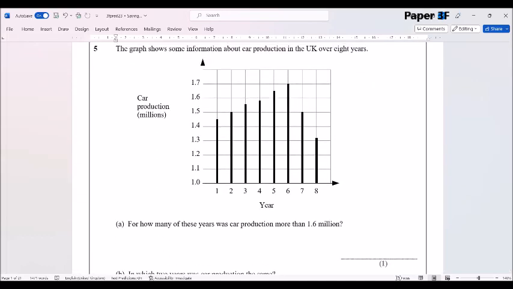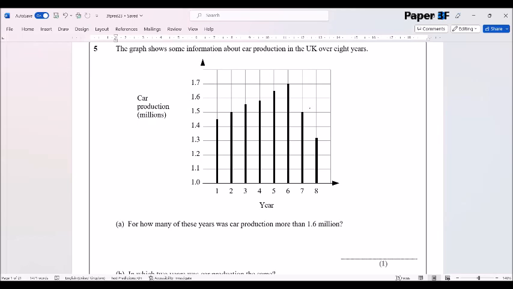Number 5, the graph shows some information about car production in the UK over 8 years. We've got car production in millions, and you can see in year 1, it's about 1.45 million. In year 2, it's about 1.5 million, and so on. This question, though, is about how we read and understand the graph. It says, for how many of these years was car production more than 1.6 million?